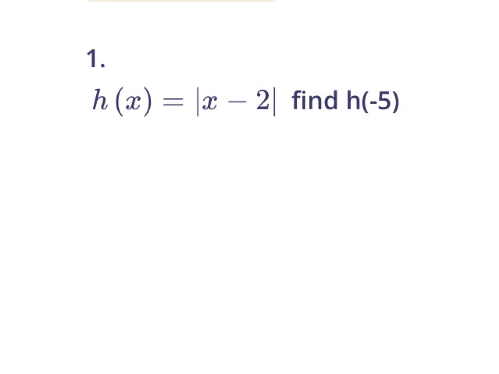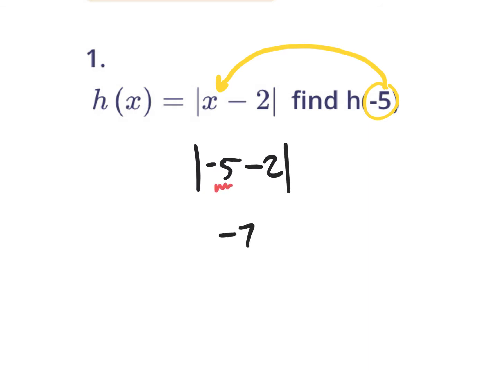This is a pretty easy question. We have an h of x function, and they want us to find h of -5. There's function notation telling us to take this -5 and plug it into the x value. Remember, the inputs are the x values. So what is h of -5? You will end up with the absolute value of -5 minus 2, and that is a -7 in there. When you do -5 take away 2, that's -7, but it's still inside absolute values. And we know that the absolute value of any negative or positive number ends up being positive. So your answer is 7.